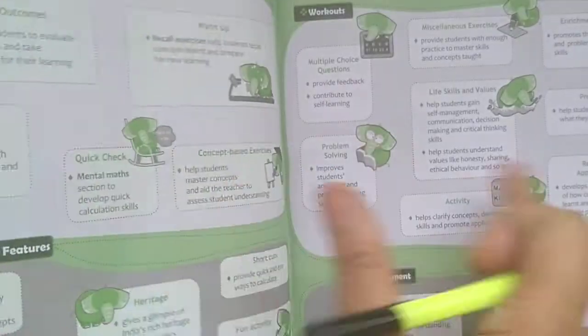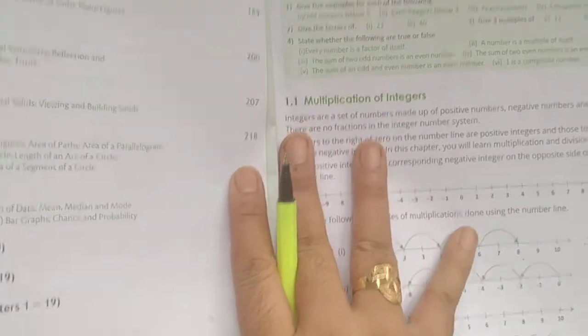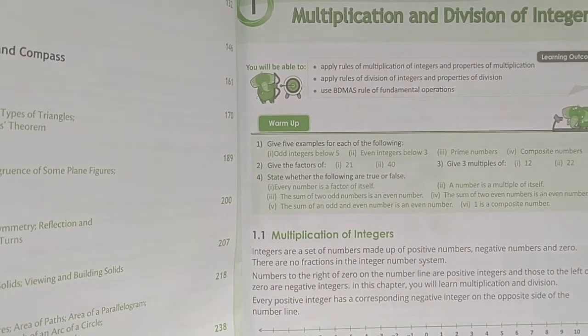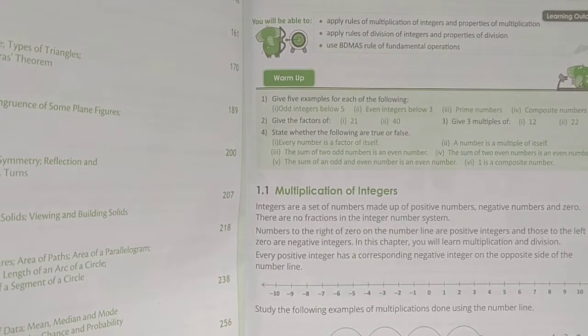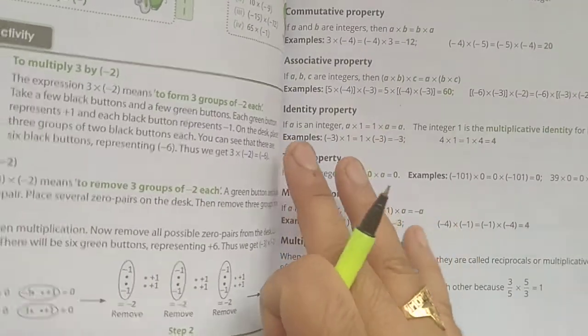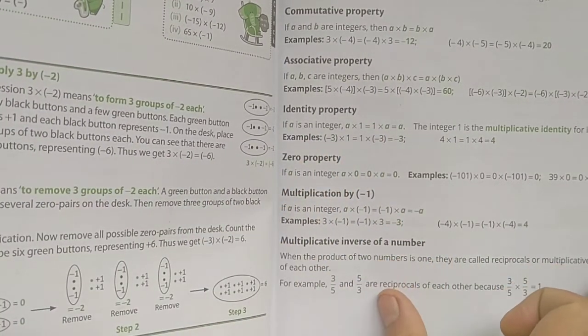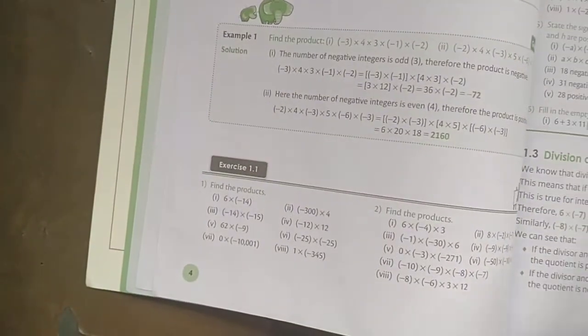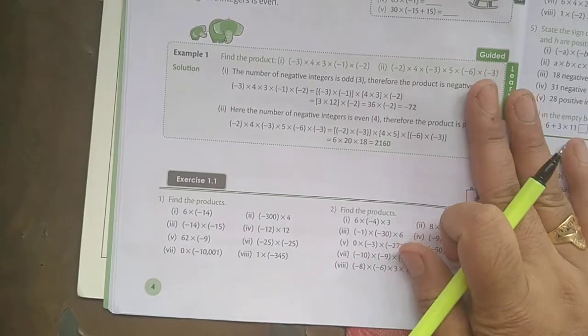Dear students, as you already know, your first chapter is multiplication and division of integers. I already revised integers and properties of integers. Already I explained to you the properties of multiplication. Let us do exercise 1.1. It's very easy, you can do it by yourself.